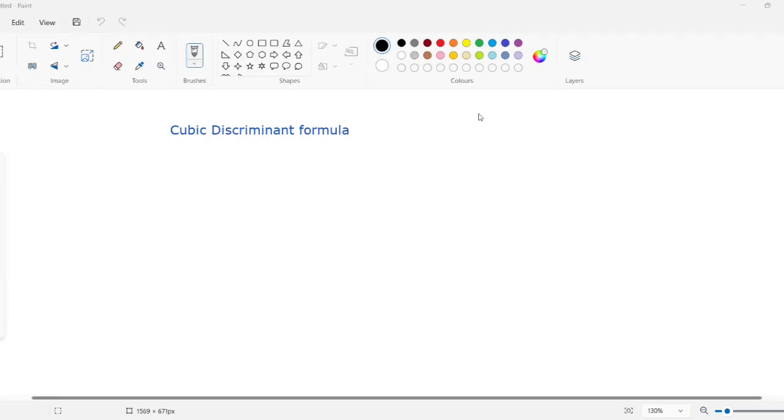But the questions that come up in exams are not limited to quadratics. They ask a lot of questions nowadays about cubics. So a cubic of the form ax cube plus bx square plus cx plus d, where a, b, c, d all belong to the real numbers.